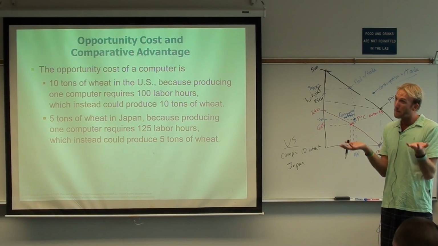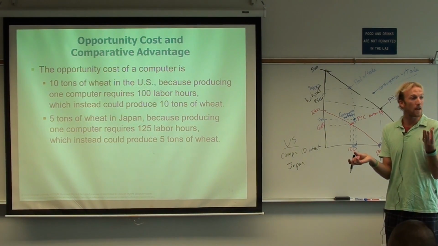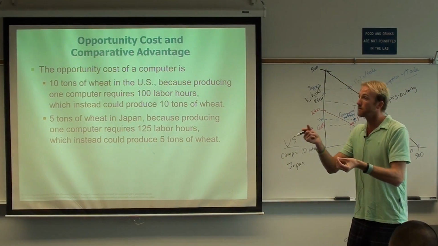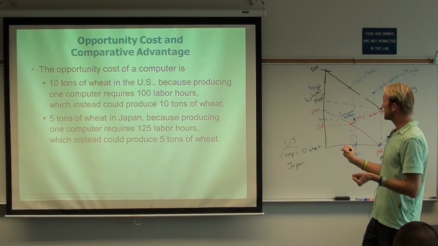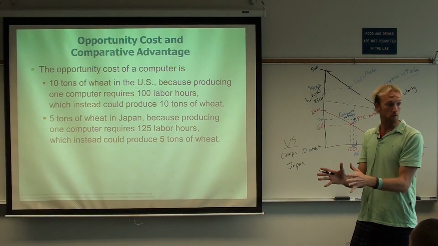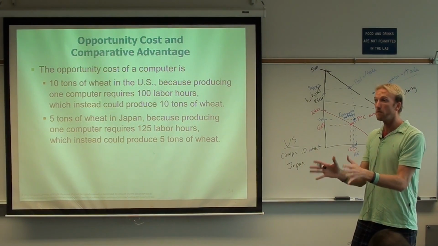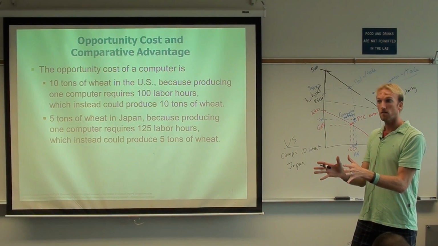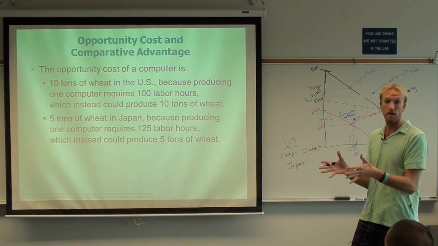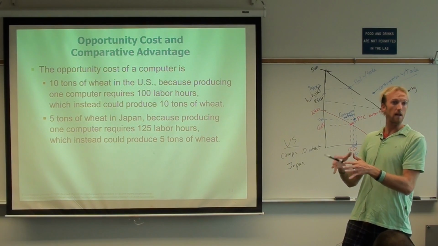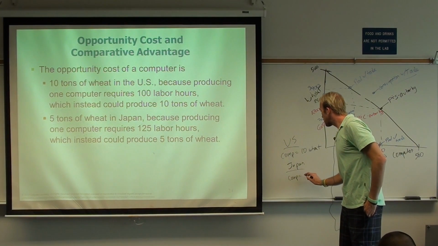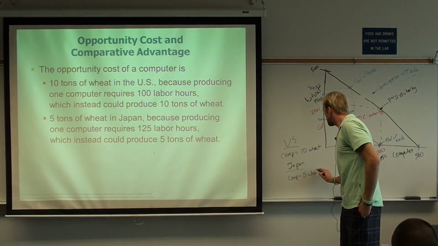Well, yes, it does. But if we look at it in terms of how much wheat Japan could have produced in the same time it made a computer, it's actually less. So if you think about Japan, it takes 125 hours to make a computer. But with that 125 hours, I could have made only 5 tons of wheat. Because remember, it takes 25 hours to make a ton of wheat in Japan. Right? So 125 divided by 25 is 5 tons of wheat. So in Japan, a computer costs 5 wheat.